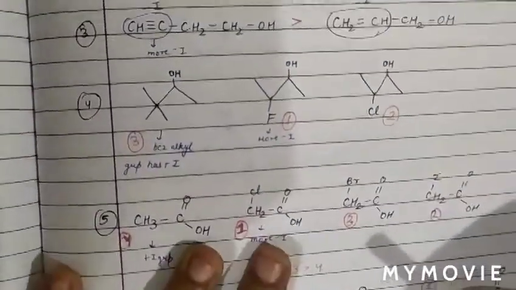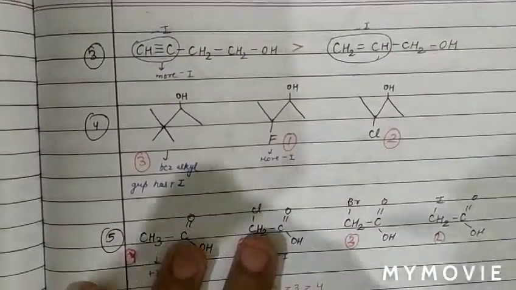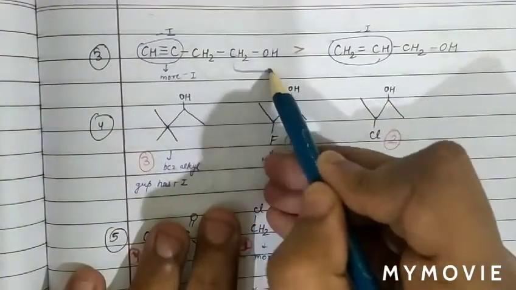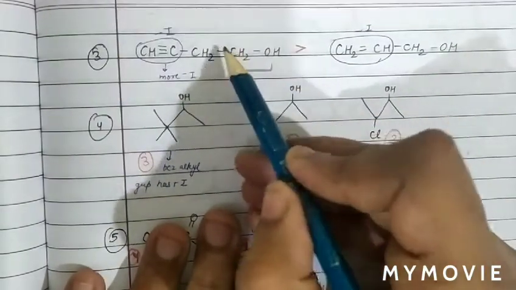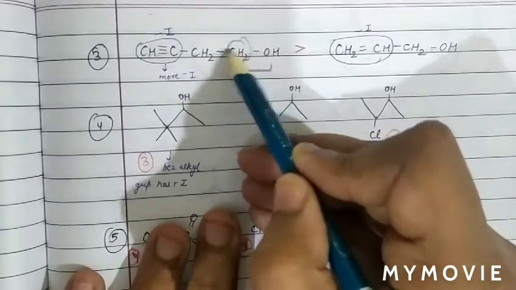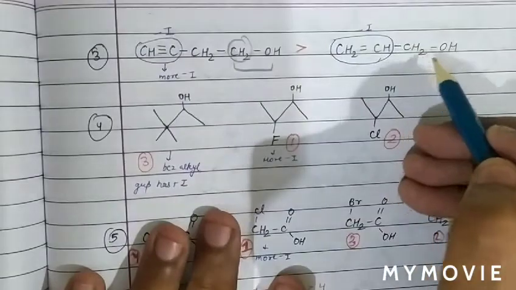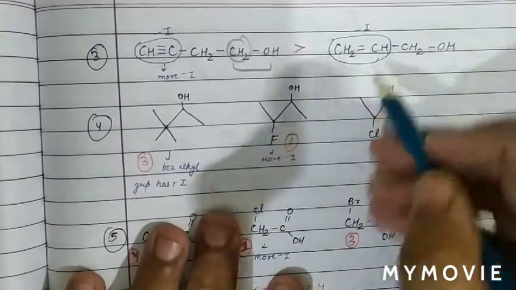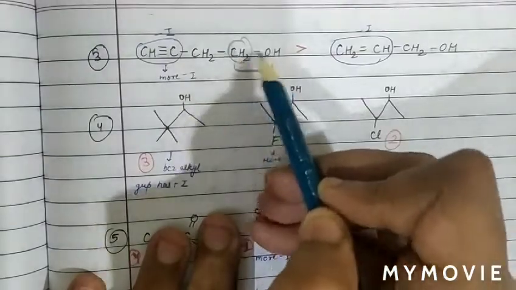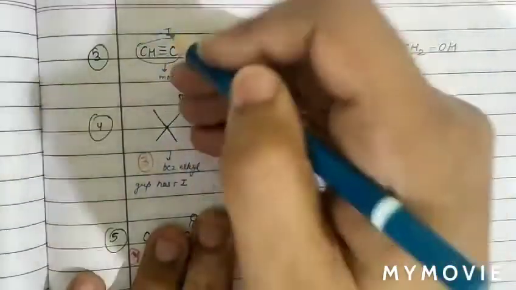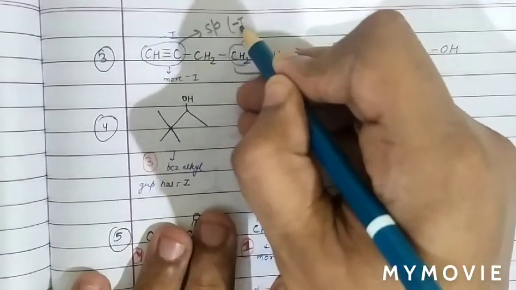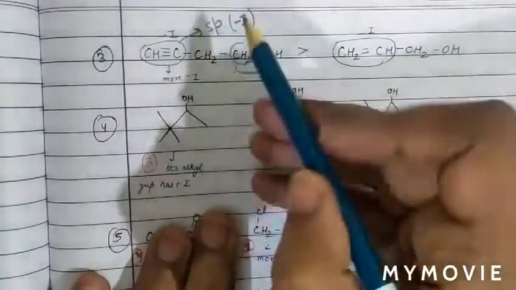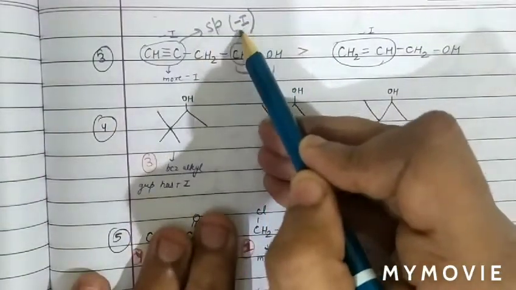Now see the next question. The next question is also the comparison of strength of acid. We can see this is also a 1 degree alcohol, because the functional group OH is attached to a carbon and the neighbor of this carbon atom is only 1, therefore it is 1 degree. Now see, again this is also 1 degree, but in this compound there is an sp hybridized carbon, because triple bonded carbon means sp hybridized carbon, and the minus I effect is more, because the electronegativity of the sp carbon is more.